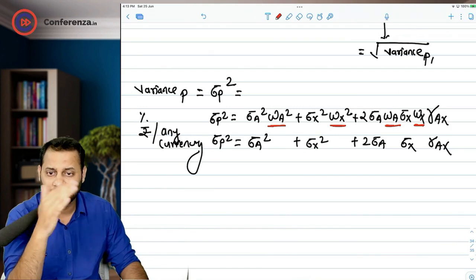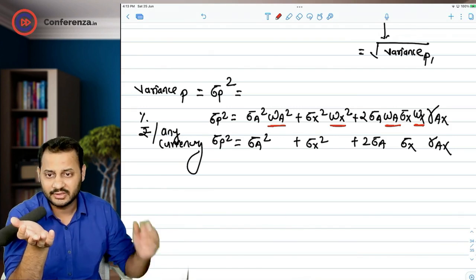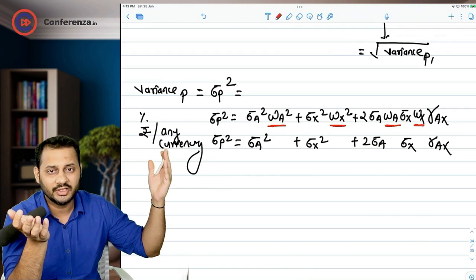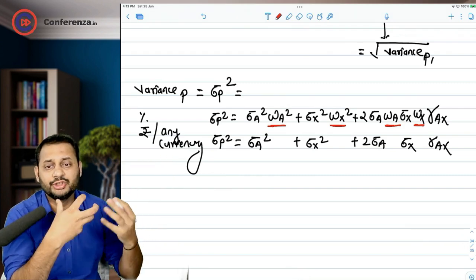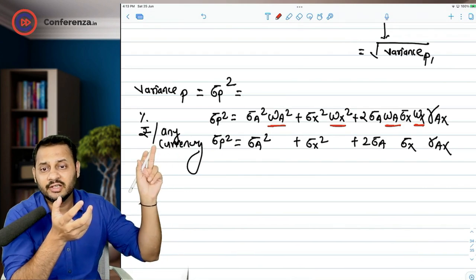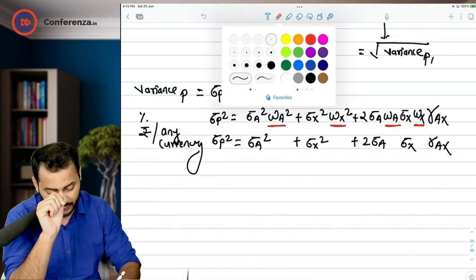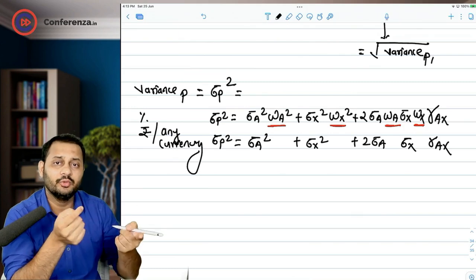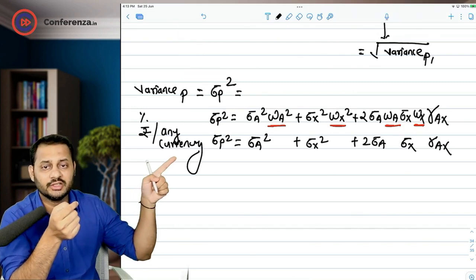First of all, the concept is the same in both cases. It is also variance, this is also variance. Then what is the logic of not using weights while calculating the variance in currency? Now let me show you, and then we will get back to our question of using this formula.